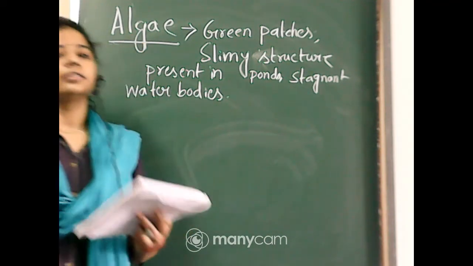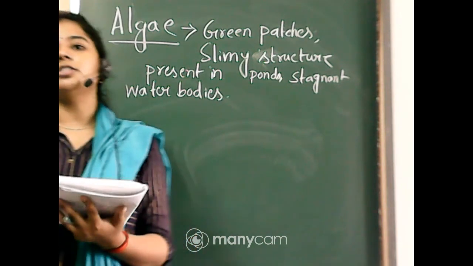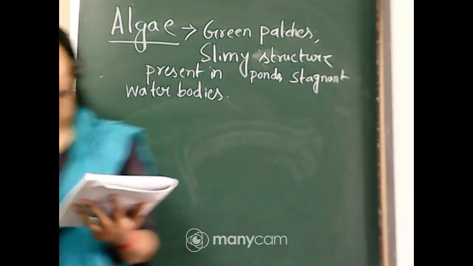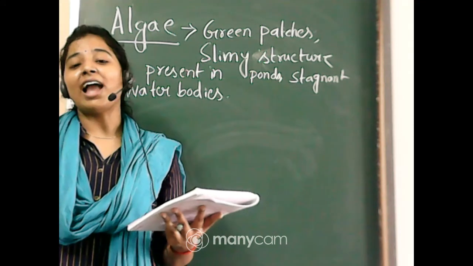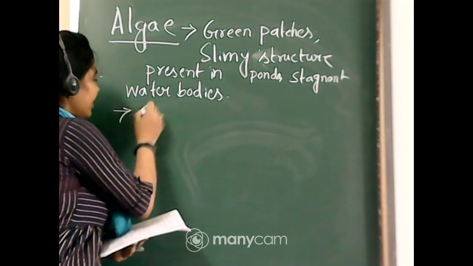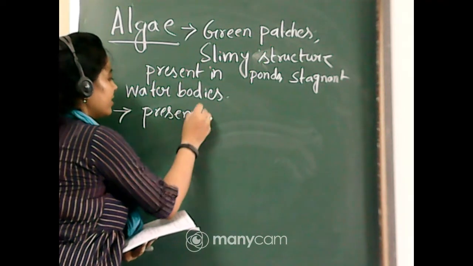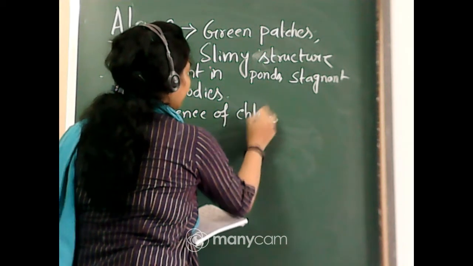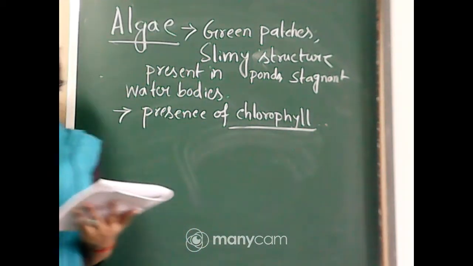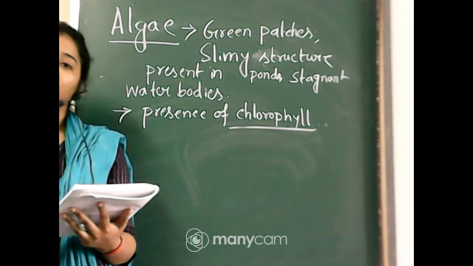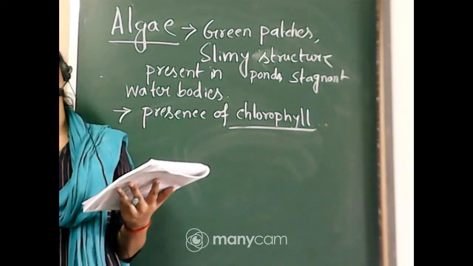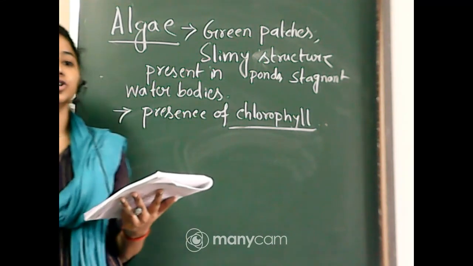So these slimy green patches in ponds and stagnant water bodies are actually growths of organisms called algae. Understood? And why are these algae green in color? There must be presence of chlorophyll. Understood, students? So when they possess chlorophyll, they can carry out photosynthesis as well, and they can prepare their own food, so they can be called autotrophs. Understood?